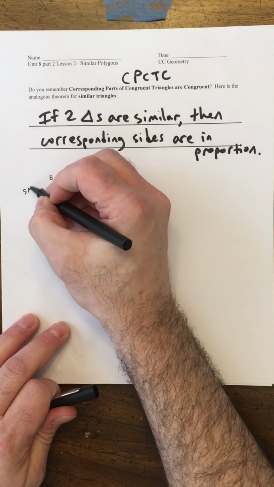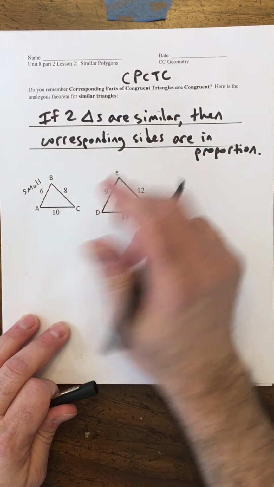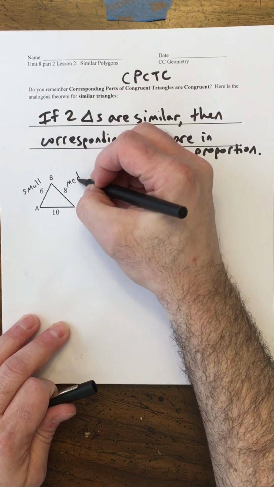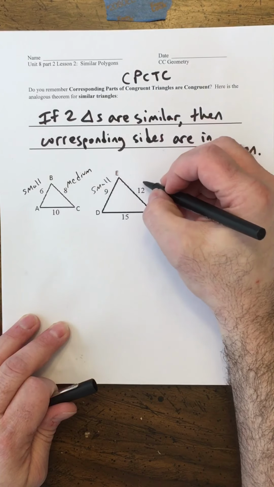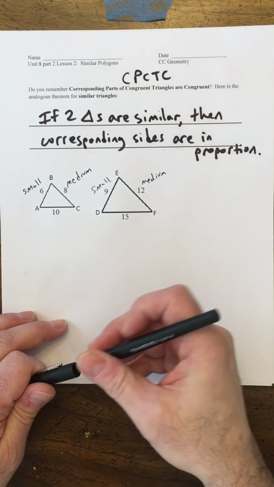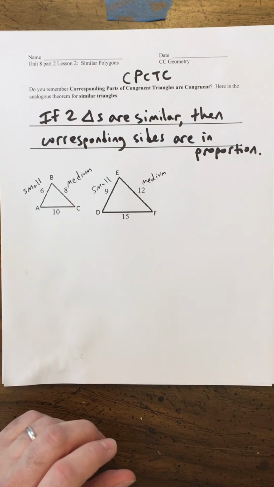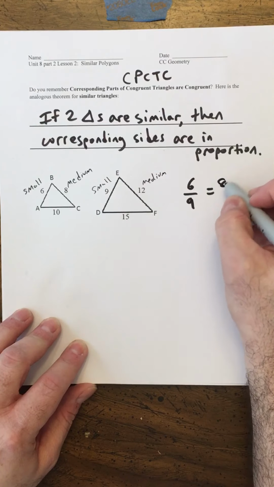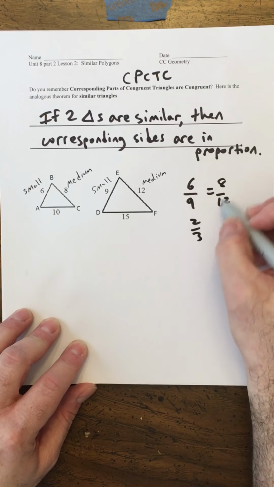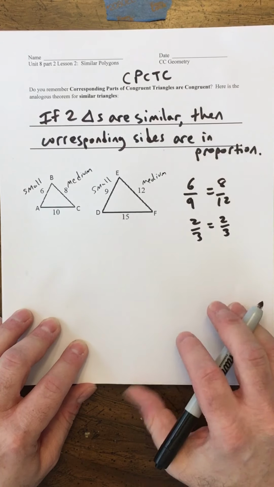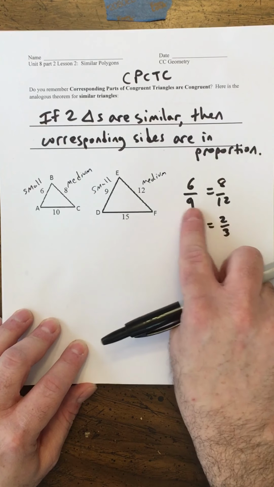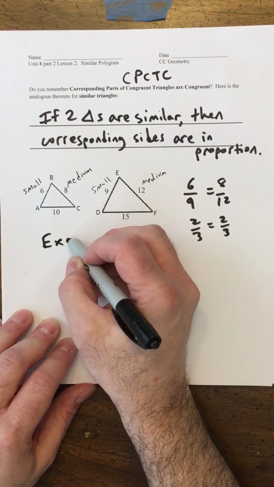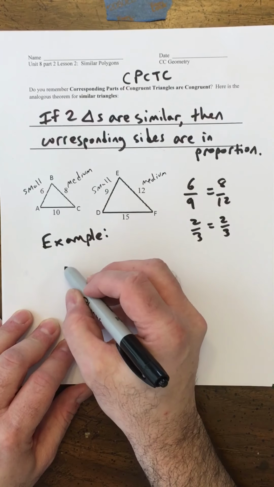This is the smallest side of the little triangle. This is the smallest side of the bigger triangle. This is the medium side of the small triangle. This is the medium side of the larger triangle. And if we actually make that proportion with numbers, 6 is to 9 as 8 is to 12. That reduces to 2/3. That reduces to 2/3. It's true. Now, in our proofs, we're not going to be using numbers. We're just going to be using the names of the sides. So this is what it will look like in the proof.